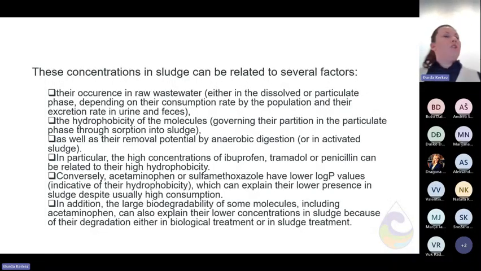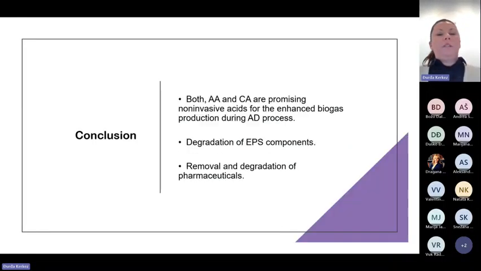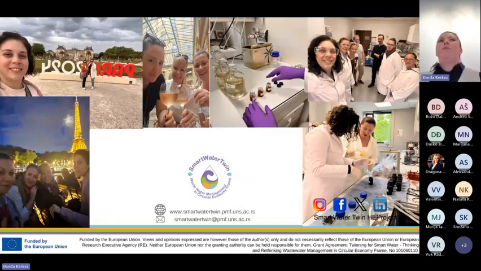Large biodegradability of some molecules can also explain their low concentration in sludge because of their degradation either in biological treatment of wastewater or in the sludge treatment. I will conclude that both acetic acid and citric acid pretreatment are promising non-invasive acids for enhanced biogas production, and we have also shown that there is a degradation of organic matter and definitely a removal and degradation of pharmaceuticals. Thank you for your attention.